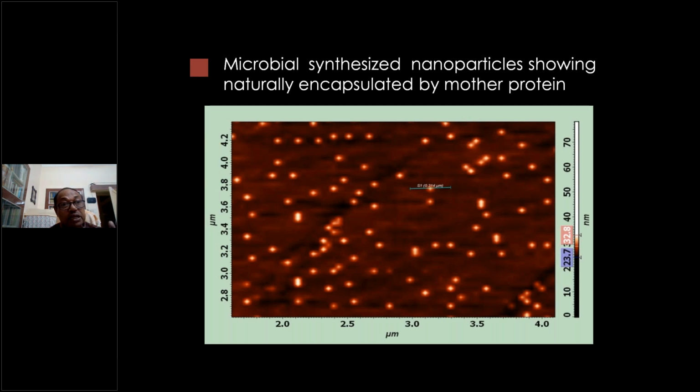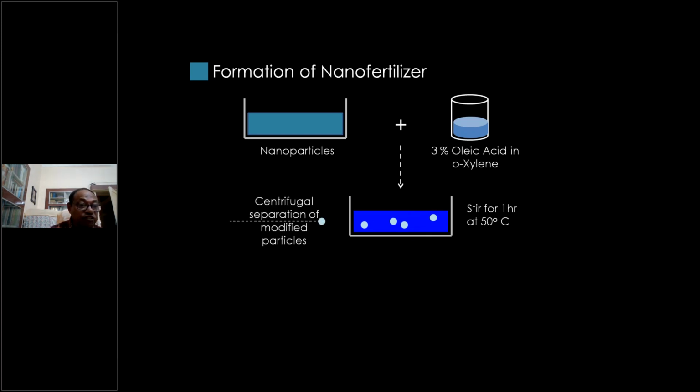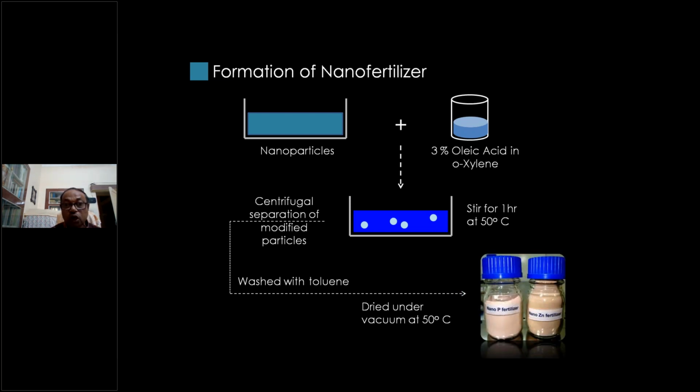You can use this particle in liquid form, or if you like, you can go for solid by treating with oleic acid and xylene, stirring for 1 hour at 50 degrees centigrade, and then centrifugal separation of the modified particle. Then you wash with toluene and dry under vacuum, and you will get solid particles also. So either you use it as liquid, or if farmers like, you can use it as solid fertilizer.